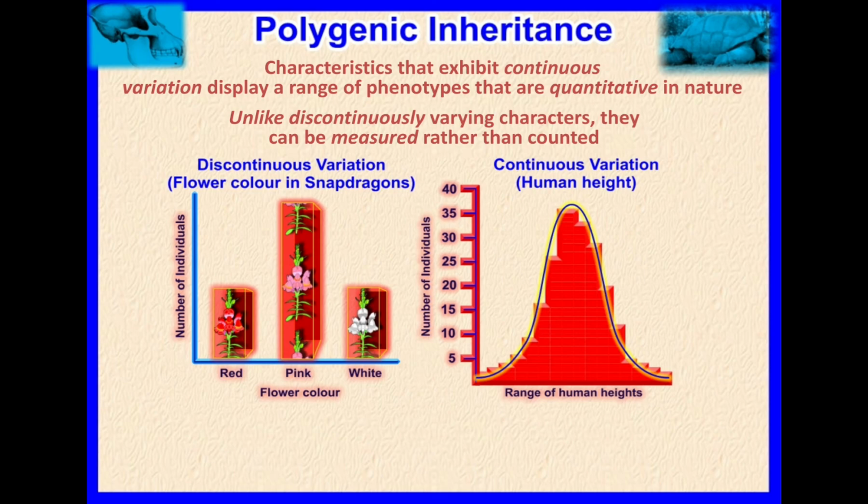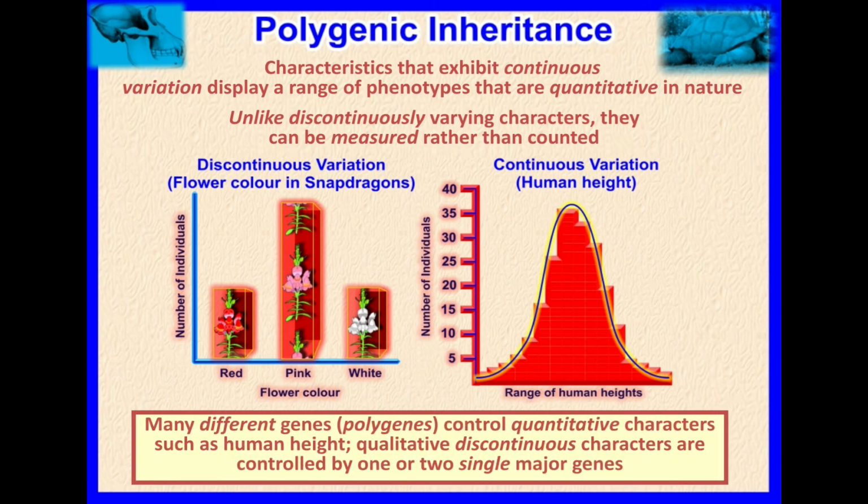So here we have 2 graphs which we've already seen. We have continuous variation for height on the right and discontinuous variation for flowers and snapdragons on the left. You would simply count the numbers in each generation of colours for flower colour, whereas you actually measure the different heights of humans and find different values as a result of that. Many different genes control quantitative characteristics such as height. Qualitative discontinuous characteristics are only going to be controlled by a small number of genes, likely 1 or 2.